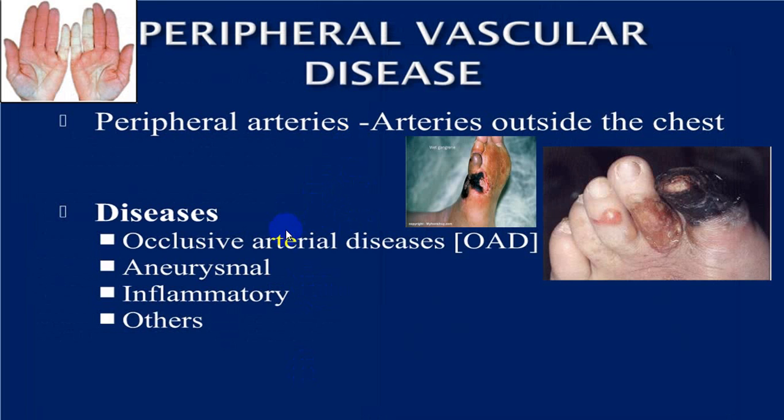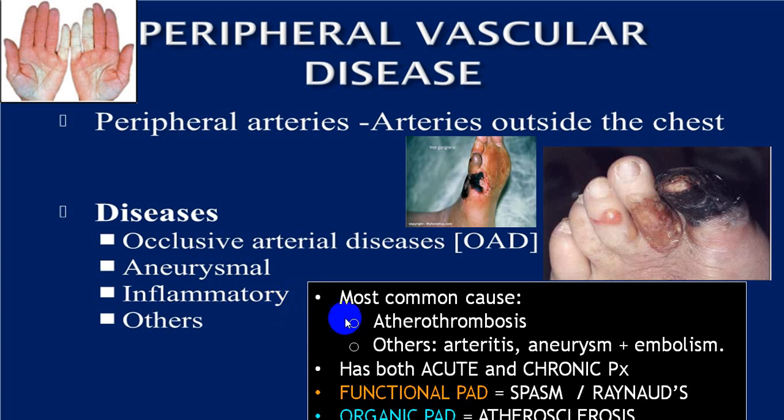Peripheral arterial disease is occlusive arterial disease. You can have aneurysmal formation, you can have inflammation, like Buerger's, Takayasu, etc. The most common cause of peripheral vascular disease, or peripheral arterial disease, is atherosclerosis. In the second group we come across arteritis, like Takayasu, which we call aortoarteritis. Another we can include is Buerger's. You can have aneurysm formation, you can have embolism.